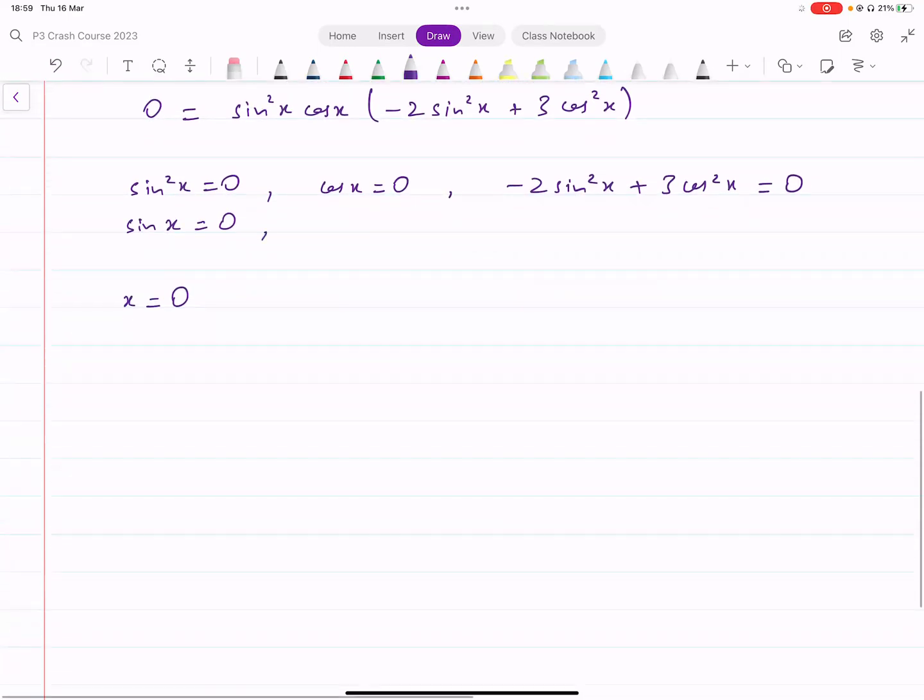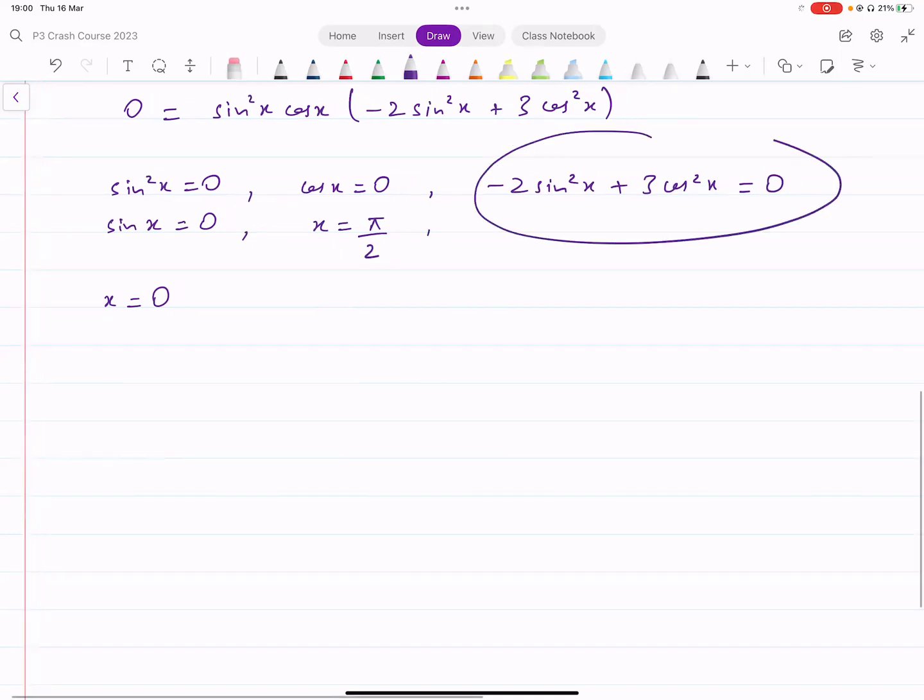Now let's look at the second one. Cos of x equals 0. When is cos 0? It's 0 at pi over 2. Right? Think of the graph. It looks like this. The graph of cos. So it's 0 at pi over 2 and then 3 pi over 2. So only pi over 2 is in our interval. The value of x that we get from this is pi over 2.